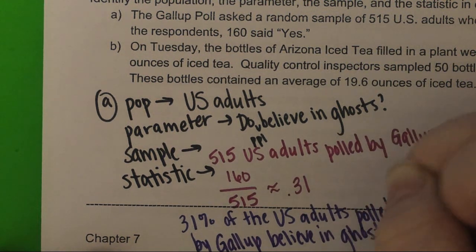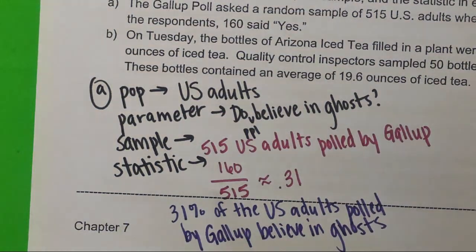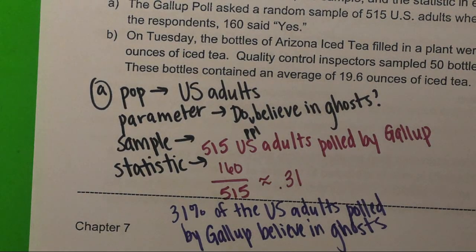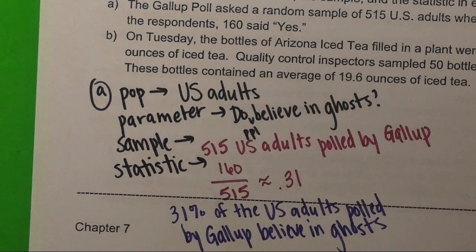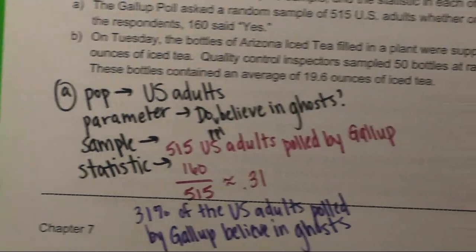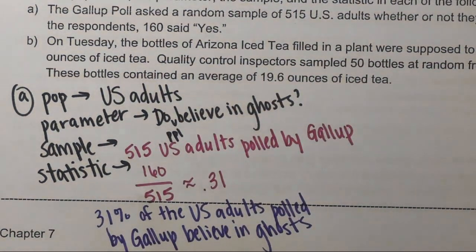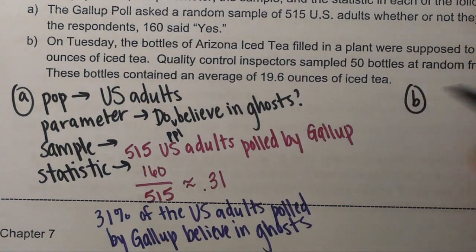And again, as always, and this seems stupid, I know you're like, Miss Plum, I think I could have handled all this without you, which is why I thought you could, but it's okay. Our goal is to then say, well, what does that sample represent of the entire population? So can we now say 31% of all U.S. adults believe in ghosts? So that's our goal. Okay, are there any questions on A? And we're going to do the exact same thing with B, so we still want to know the population, the parameter, the sample, and the statistic.